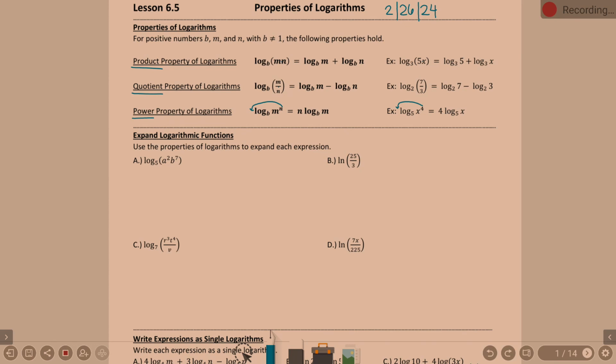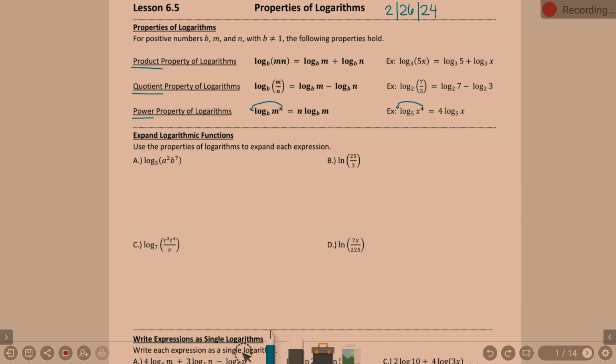We're going to practice on the front side of these notes. We're going to practice using these logs. We've got 2 different ways to go with this. We're going to start on this top part about using the properties to expand each expression. So you have one log expression, and we're going to use our product, quotient, and power properties to possibly break them into multiple pieces. The bottom, we will condense them into 1.